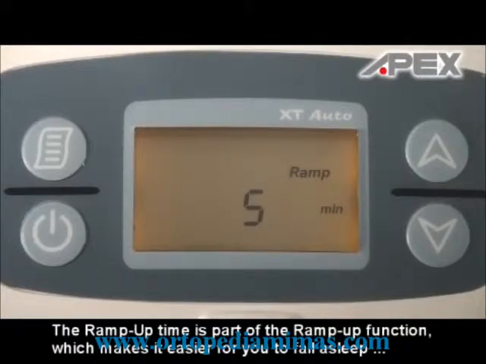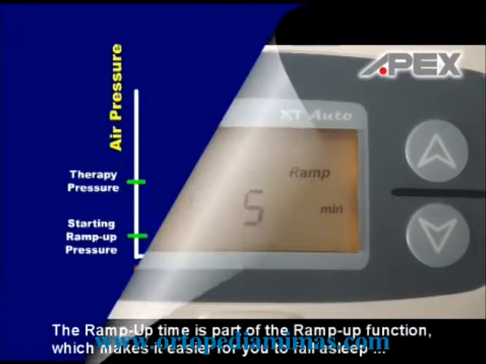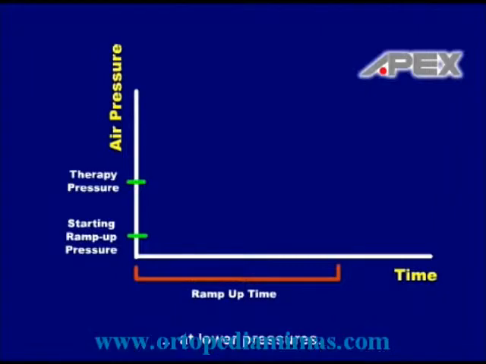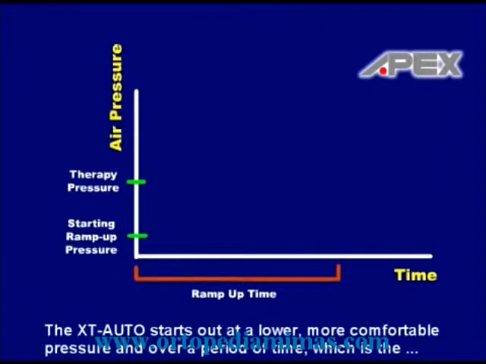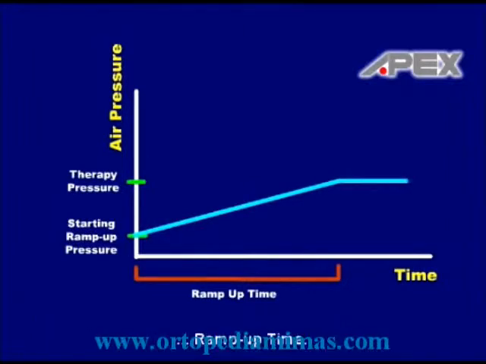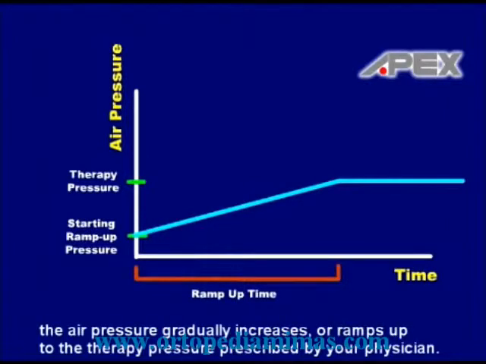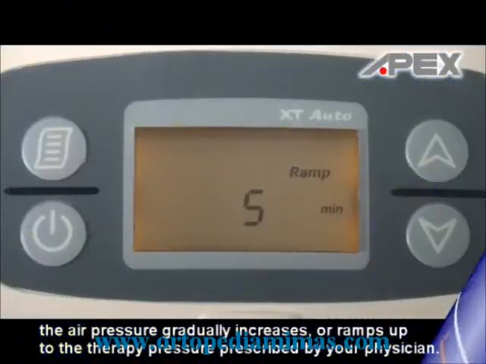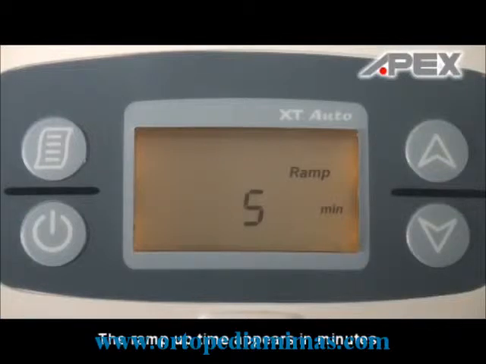The ramp-up time is part of the ramp-up function, which makes it easier for you to fall asleep at lower pressures. The XT Auto starts out at a lower, more comfortable pressure, and over a period of time, which is the ramp-up time, the air pressure gradually increases or ramps up to the therapy pressure prescribed by your physician. The ramp-up time appears in minutes.